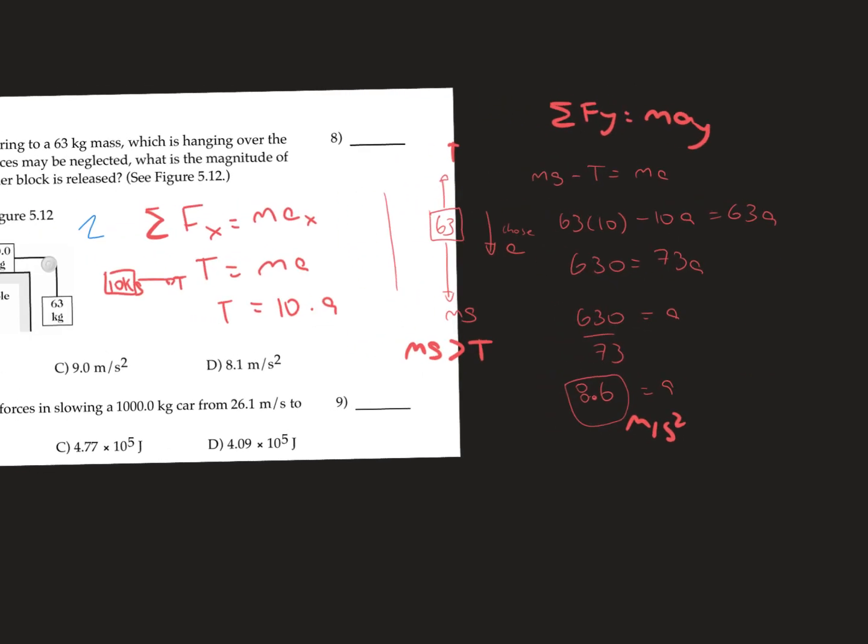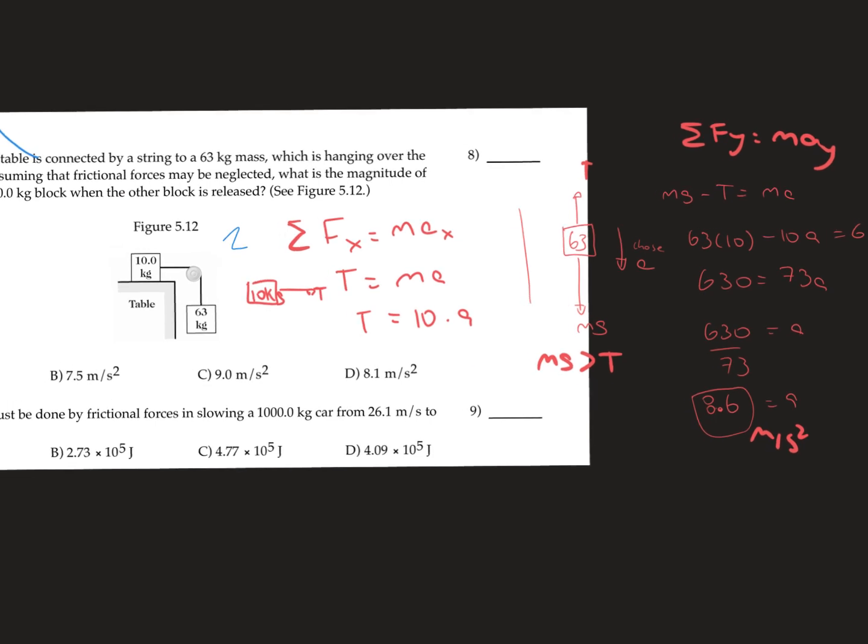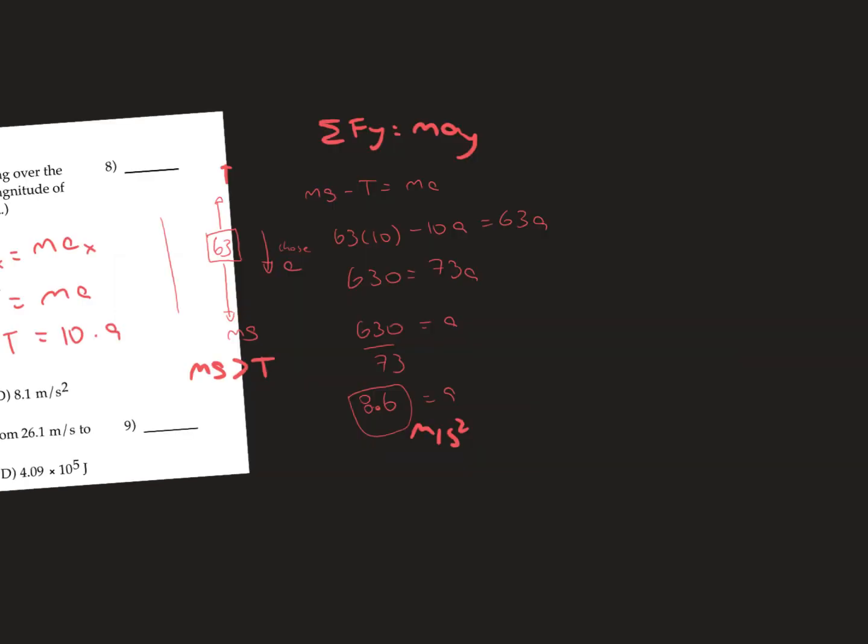In the second part of the problem, we're gonna look at the second block, the 63 kilograms. So I just drew it right here. We have a tension going up and we have the weight going downwards, mg. So if we choose acceleration to go downwards, that means that the weight is going to be positive and the tension is going to be in the opposite direction, is going to be negative. So if we do the sum of all the forces in the y direction equal to ma y, we can replace that sum of all the forces to the weight minus the tension being equal to ma.